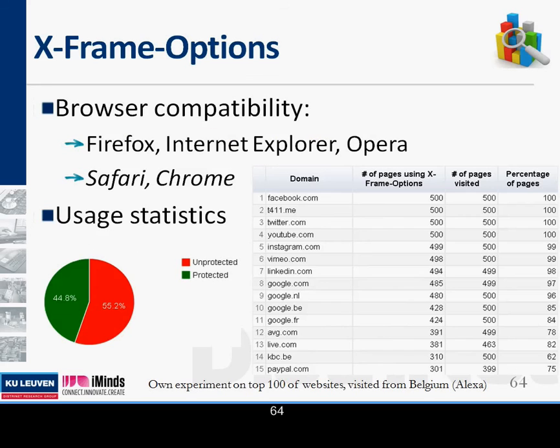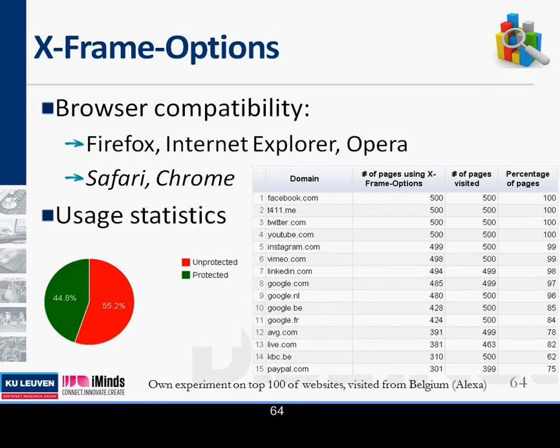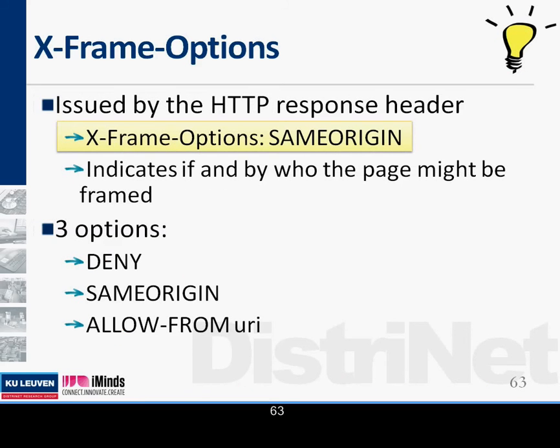The browser compatibility is Firefox, Internet Explorer and Opera all support this feature fully. Safari and Chrome do not support allow-from, but they do support deny and same origin. Again, almost half of the websites are protecting themselves, and I think it's a very, very good countermeasure. If you have stateful operations on your server, just issue an additional header saying you only allow it to be framed from the same origin, or certain websites don't need to be framed, and you're protected against clickjacking. Very short. There's much more information in the paper. I don't have the time to go any deeper on that.